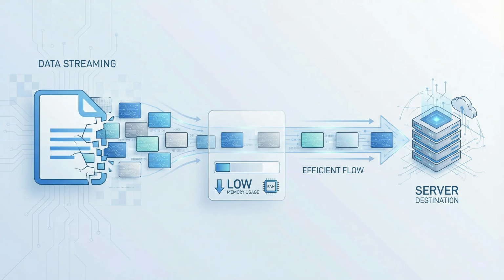Streaming versus loading into memory. One of the biggest mistakes beginners make is loading the entire file into memory. For small files, it might work. For large files, it can crash your server. The correct approach is streaming. You read the file gradually and write it to disk, cloud storage, or another service. This keeps memory usage low and performance stable, even under load.